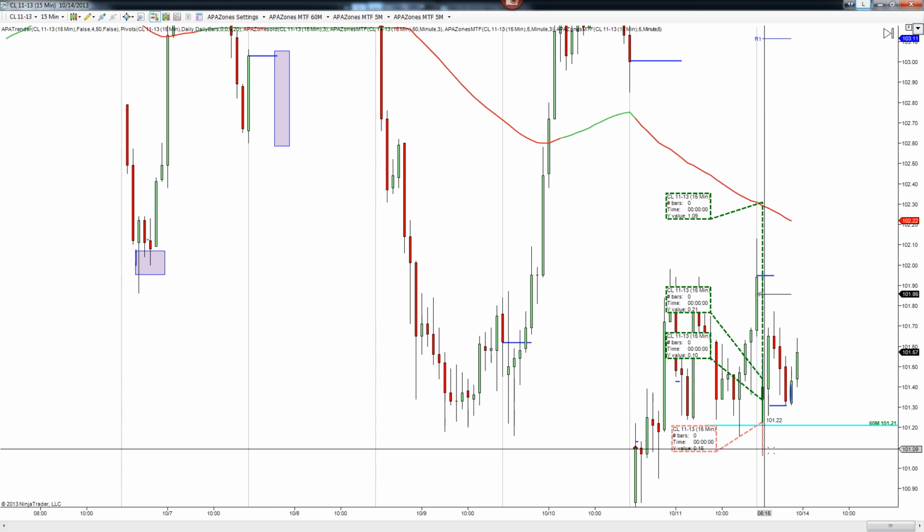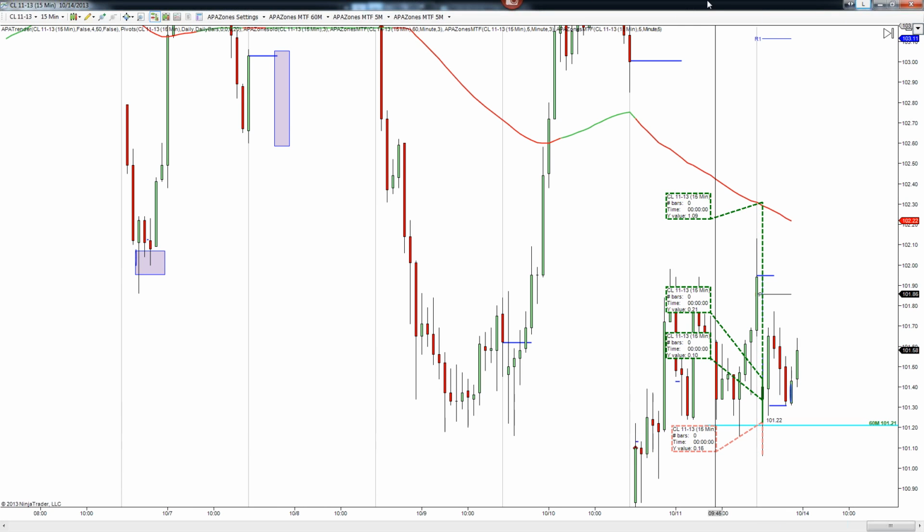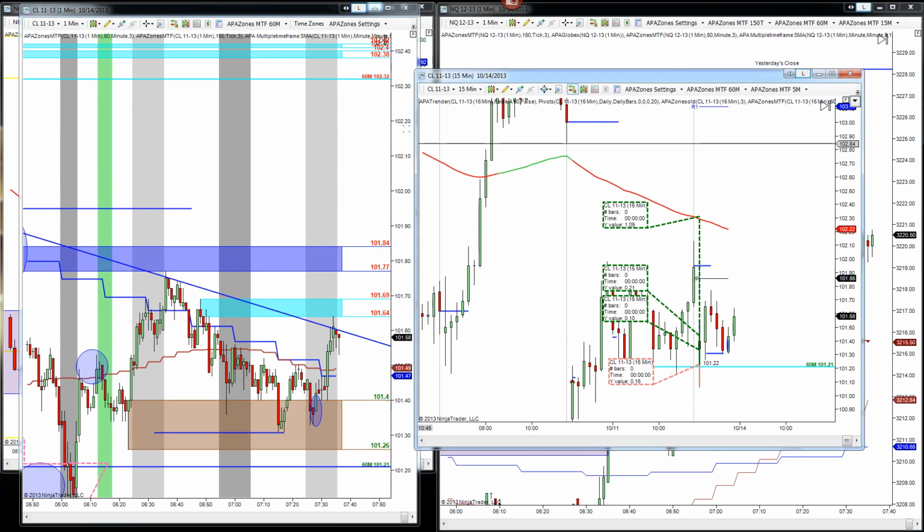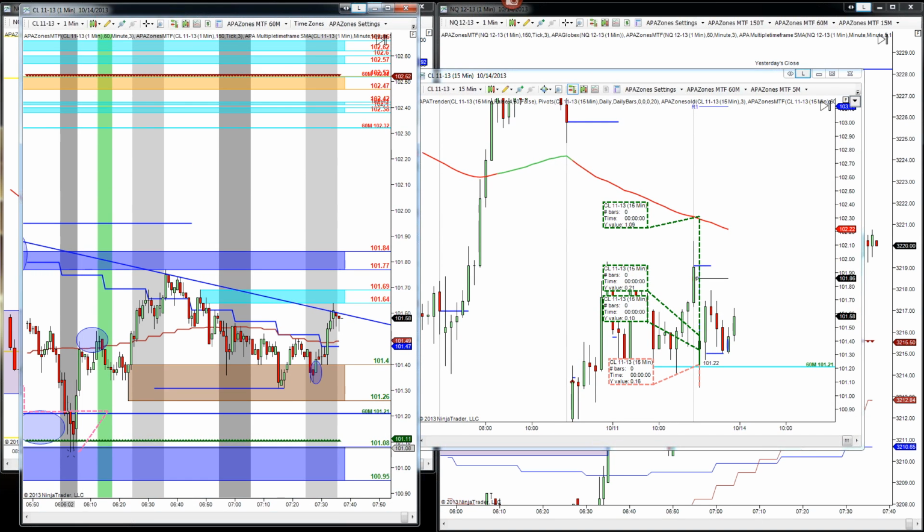So at the open we had the retest of a couple different key levels down here. Like that Globex low was down there, the 60-minute level was down there, and obviously we can see a 1-minute zone down there as well. We had some good wicks into it, and then a nice push to the upside.